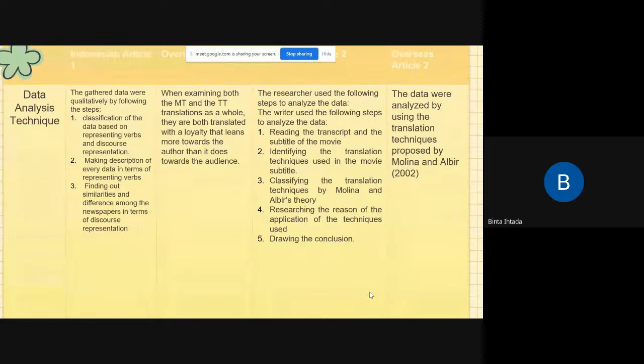While in the last article, the data were analyzed by using the translation technique proposed by Molina and Albir 2002. Maybe that's all from our group.